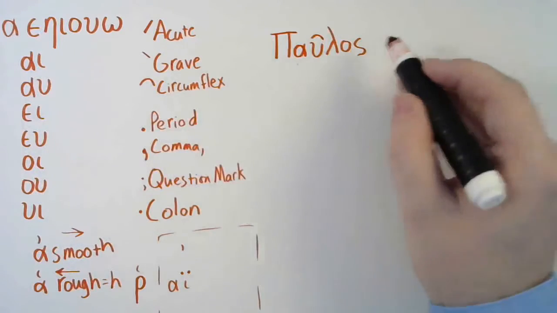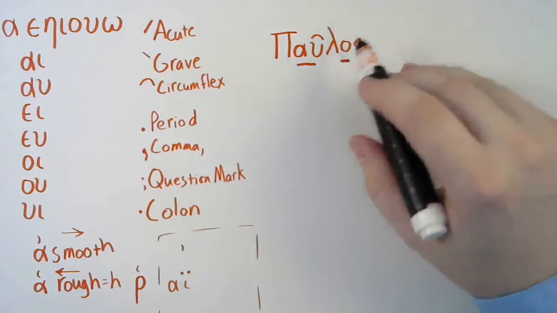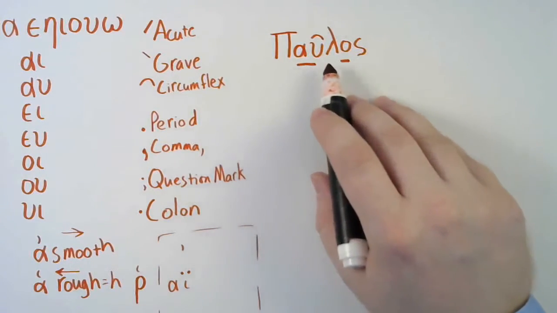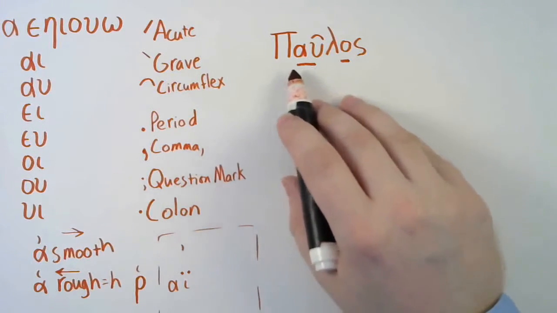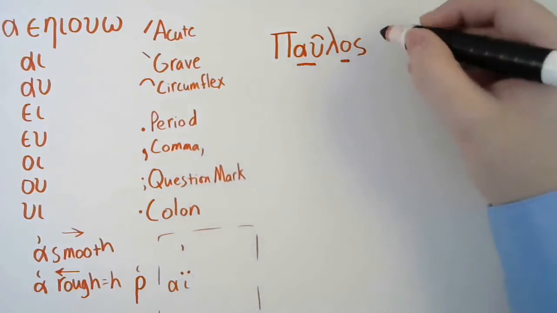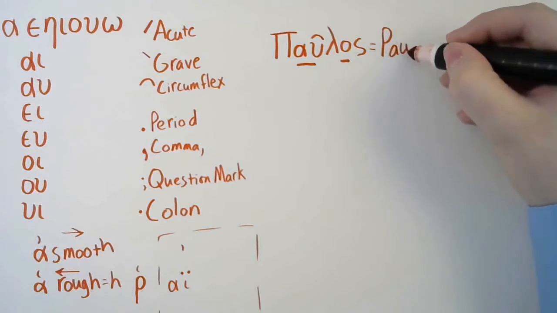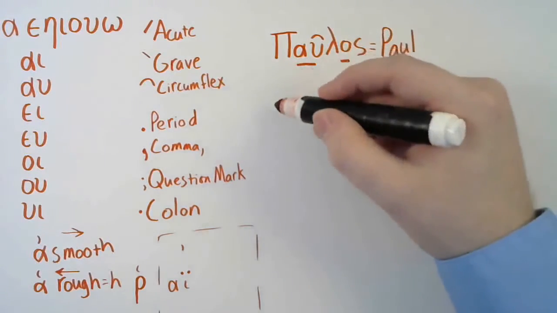How many syllables are there? There are 2, because it has a vowel and a diphthong. So, Paulos. Paulos. And the emphasis goes on the diphthong. Paulos. And that is Greek for the good old Apostle Paul.